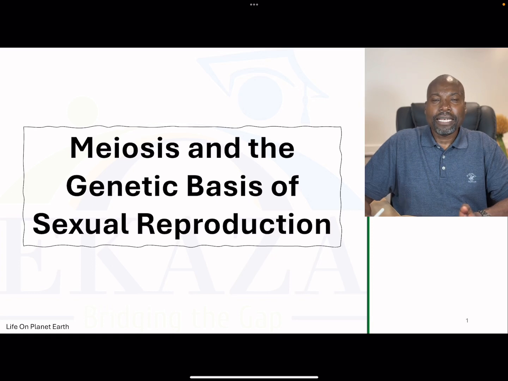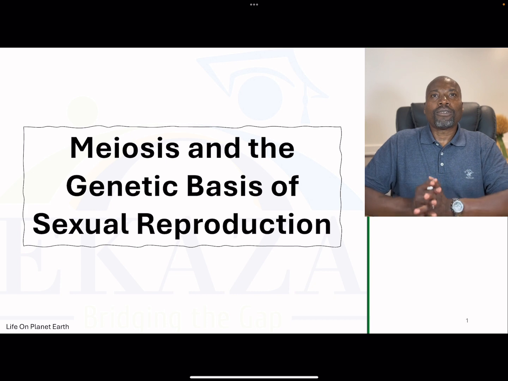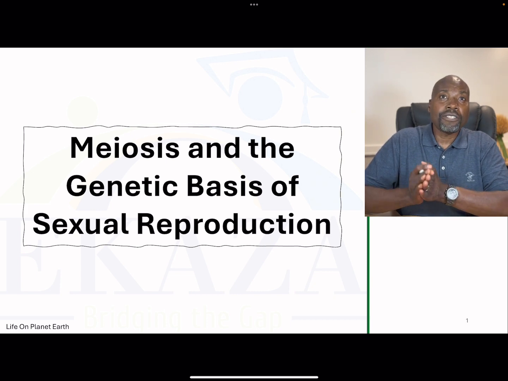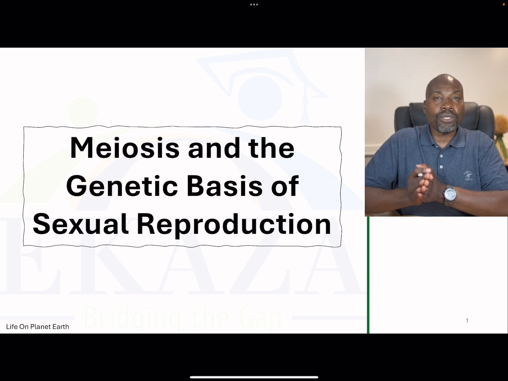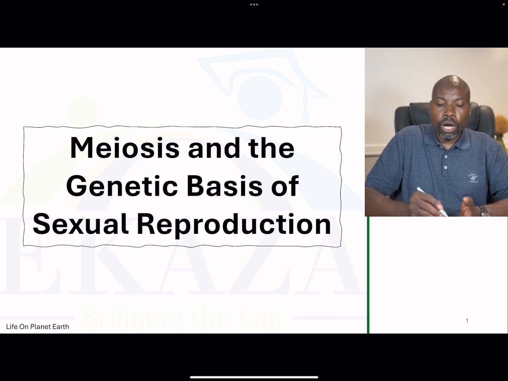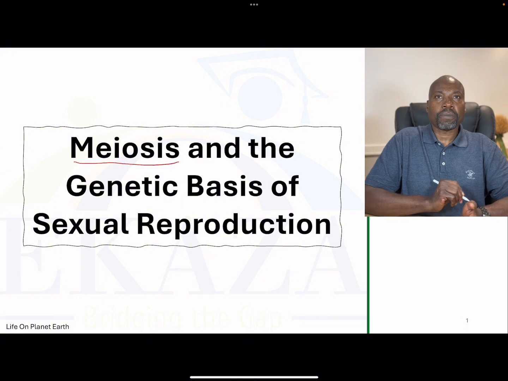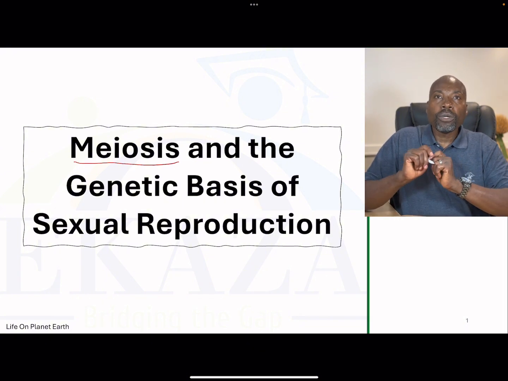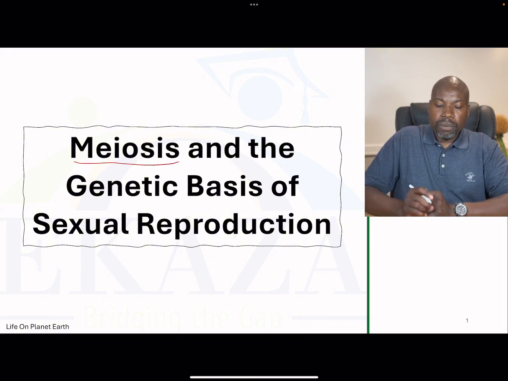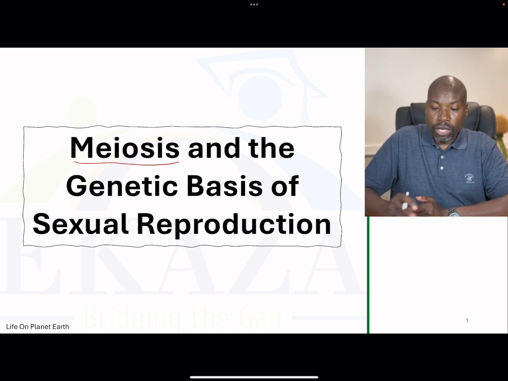Hello everyone. In this chapter of Life on Planet Earth, we are going to address the second type of cell division that occurs in organisms that reproduce sexually. That second type of cell division is called meiosis. Also, we are going to dive into the genetic basis of sexual reproduction.